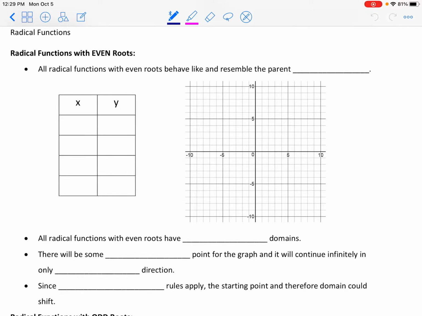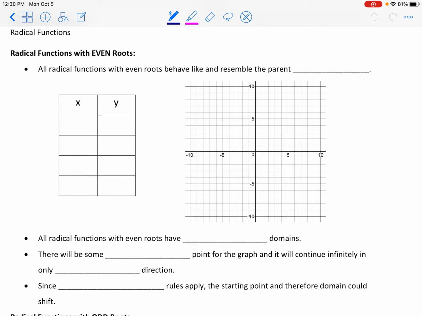Hello and welcome to our lesson on radical functions. So we've talked about the parent radical, square root and cube root functions in our first module on functions, but we want to go a little more in depth here and talk about specifically the domain for these radical functions.